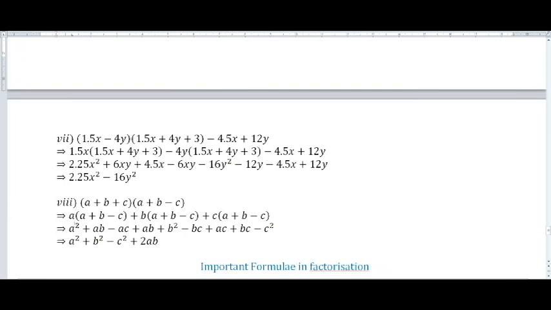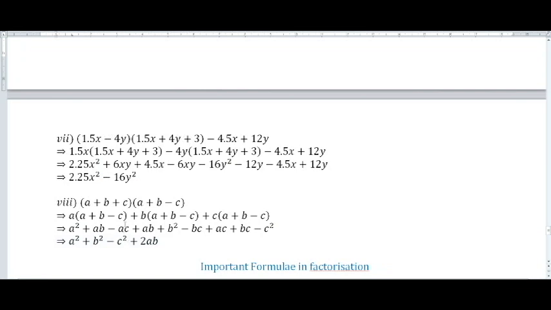So a into a is a square, plus a into b is ab, minus a into c is ac. Then here plus you write b into a is ab, plus b into b is b square, minus b into c is bc. Okay. Plus c into a is ac, minus into plus is plus into plus is plus. C into b is bc, minus c into c is c square. So there are no other a squared to add or subtract it with, so we write it as it is, then b squared also, then minus c squared also.